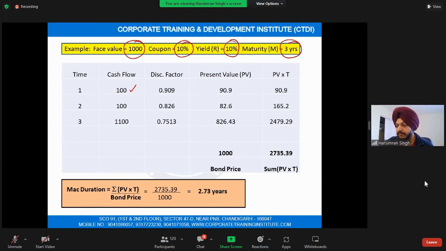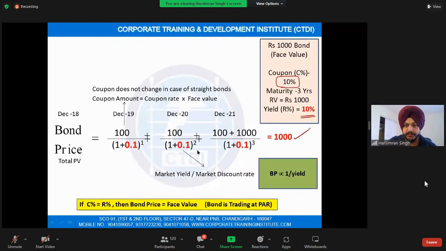So after 1 year, the government will pay you 100 rupees. After 2 years, 100 rupees. After 3 years, 1100 rupees. This discount factor is given in the paper. I explained all this discount factor concept in ABM. You will simply multiply the future value, the cash flow, with the discount factor, and you will get the present value. And when you add these present values, you get the 1000 rupees bond price. This is the same thing here.